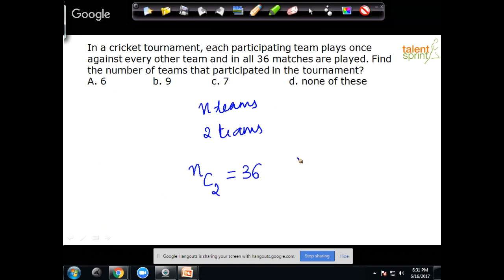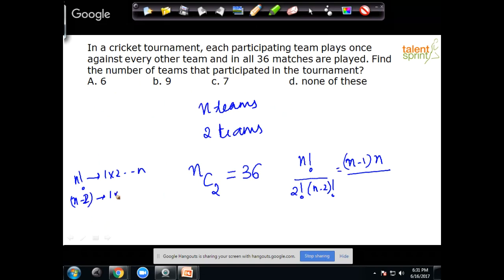Now, what is nC2? It is nothing but n factorial divided by 2 factorial into n minus 2 factorial. What is n factorial divided by n minus 2 factorial? It is nothing but n minus 1 into n. Correct? How am I doing this? I hope this step is clear. See, n factorial is 1 into 2 into up to n. n minus 2 factorial is 1 into 2 into and so on till n minus 2. Correct? So n factorial is n minus 2 into n minus 1 into n. So when you divide both, all these terms get cancelled. You are left with n minus 1 into n.